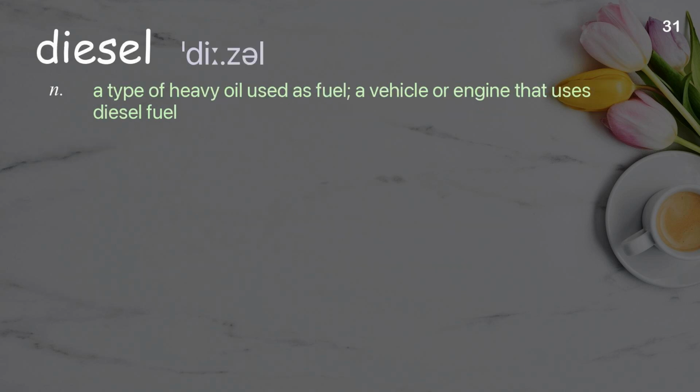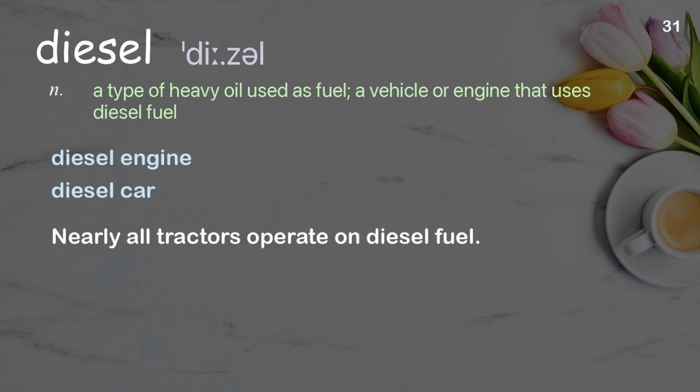Diesel. A type of heavy oil used as fuel, a vehicle or engine that uses diesel fuel. Examples: Diesel engine. Diesel car. Nearly all tractors operate on diesel fuel.